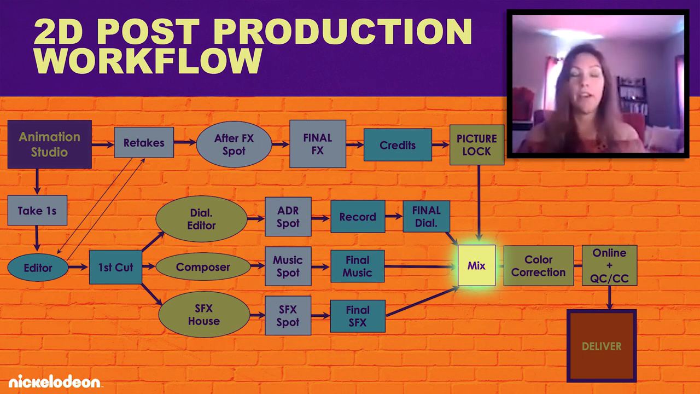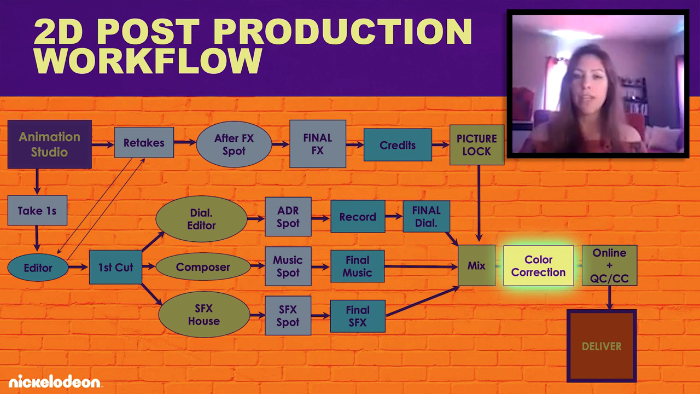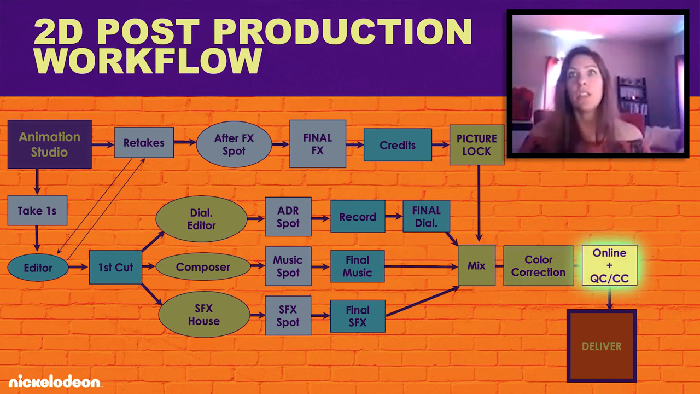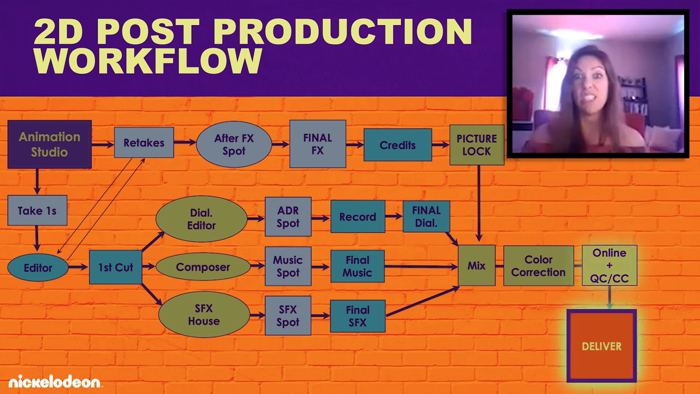So once we're done there, some shows do color correction, some don't. And that could be balancing of color or adding vignettes, which are just kind of like a dark shadow around the edges to direct your attention to something in the middle of the screen. And then we go to online, which is the last time we see the project before it goes to QC and closed captioning. And it's kind of our last opportunity to fix anything that may be broken or missing. So once online's done, then again, QC, closed captioning, and then we deliver, whether it's a network or a streaming service. And that's the first time, yeah, that it's actualized.